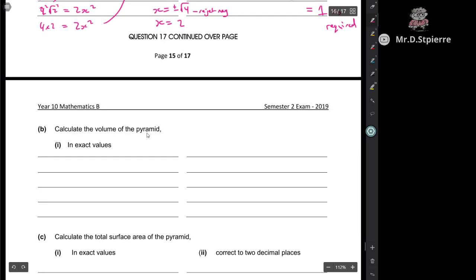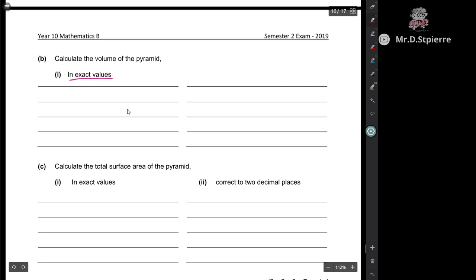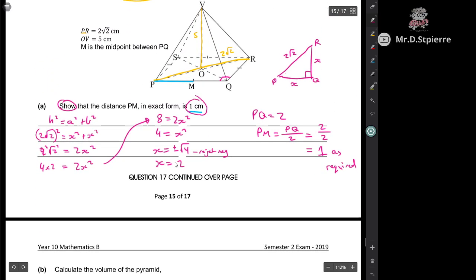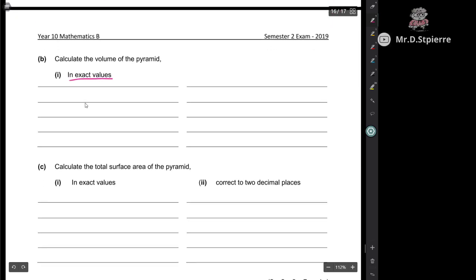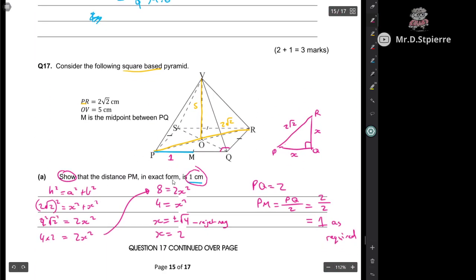Very good. Calculate the volume of the pyramid in exact values. This question, because it starts with a show that, as soon as you see one of these, that's giving you an answer that will be needed for the next sections. We don't want to punish you if you couldn't figure this out yourself, that's why we're telling you to show that it's 1 centimeter. We're giving you this number so that even if you can't do part A, you can do part B and part C. So as soon as you see a show that question, even if you struggle with that bit, don't give up on the rest of it because we've given you the number that you're going to need.